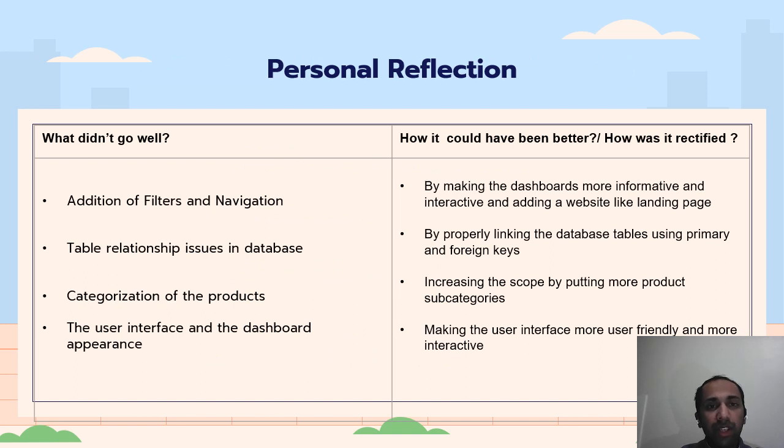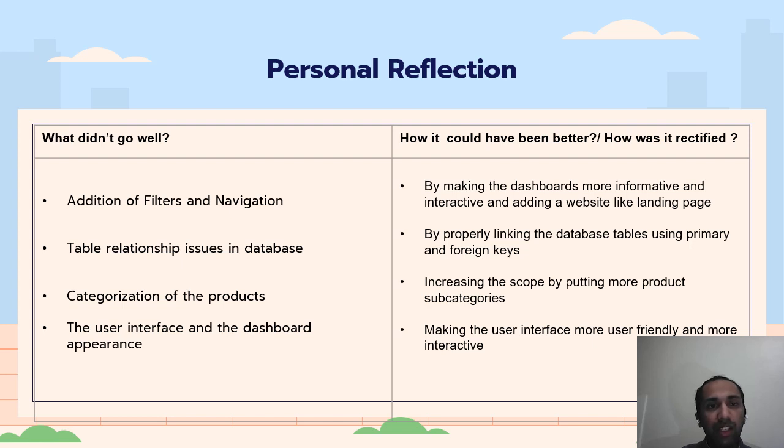Now, personal reflection: the things that didn't go well and what could have been done. Number one is that the addition of filters and navigation could have been better in the current dashboard. To make this better, more filters and navigation that help in predictive analysis will be added to the dashboard until the project is finalized. A separate dashboard for predictive analysis was created, and in the final project, a homepage with a link to navigate will be created in the frontal dashboard.